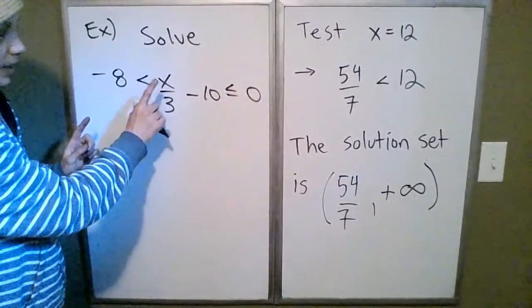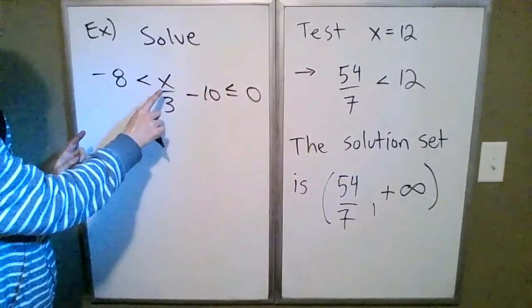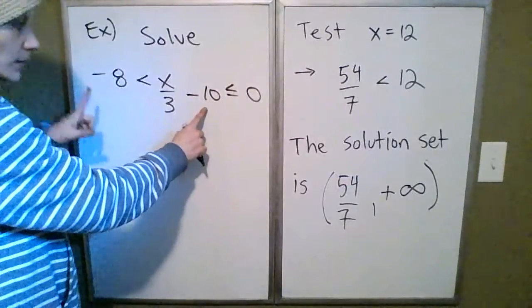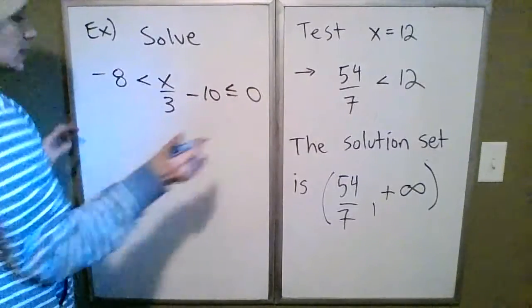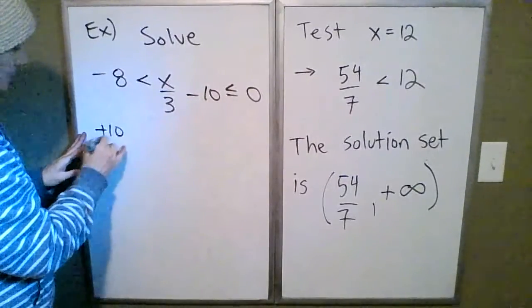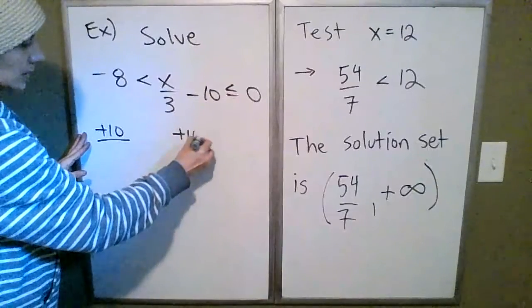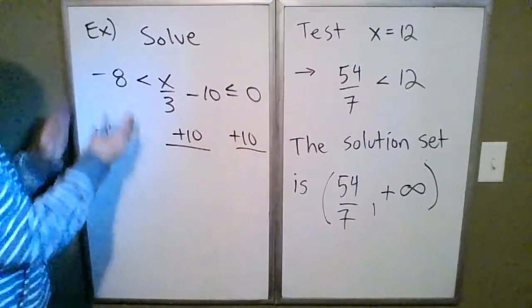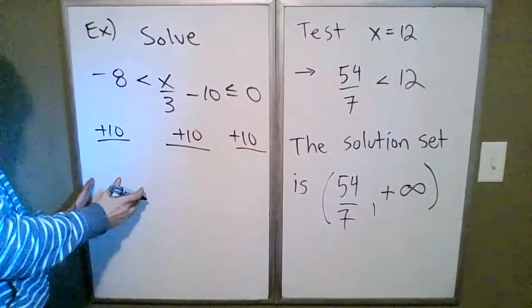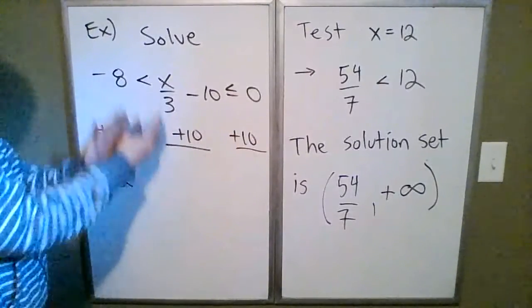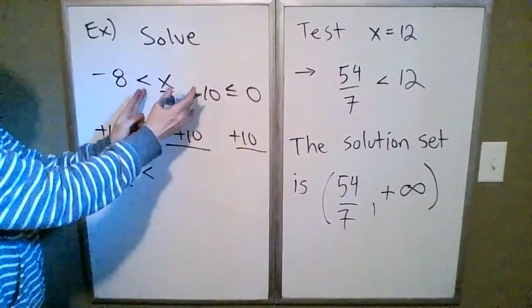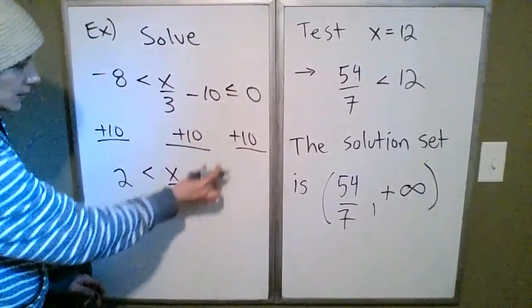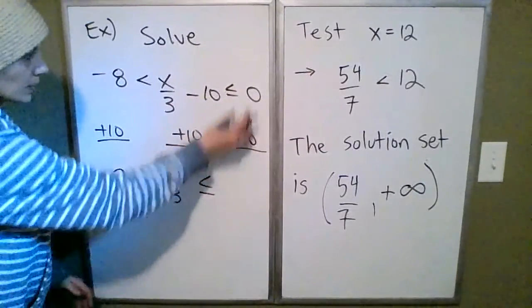We want to start to solve for x by isolating it. So we can add 10 to all 3 sides. Here, in the middle, and on this end as well. So this would be 2 less than x over 3. And then less than or equal to 10.